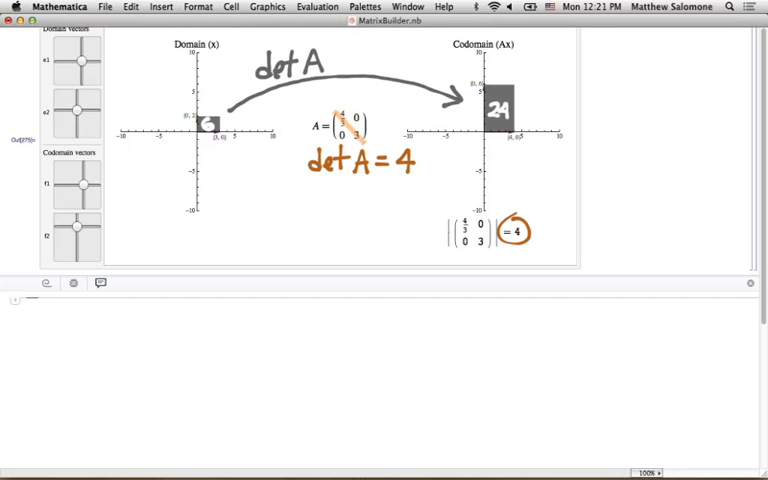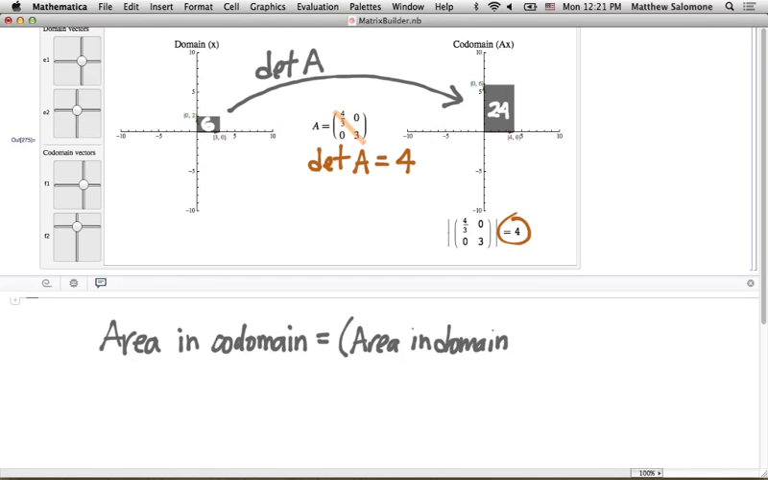So let's try and write that down here. That the area of an object in the codomain, a two-dimensional region in the codomain, is equal to the product of the area in the domain times the determinant of A. That would seem to work here. So we start out with a rectangle whose area is 6, and we end up with a rectangle whose area is 24. So the determinant is, I like to call it the area factor, equal to 4.